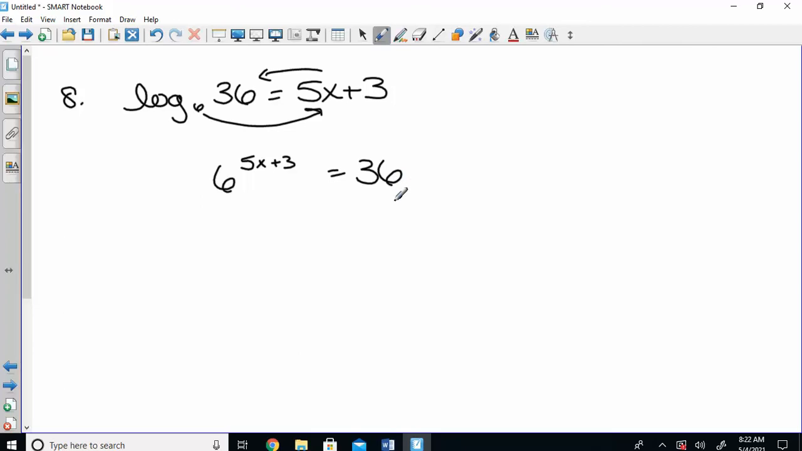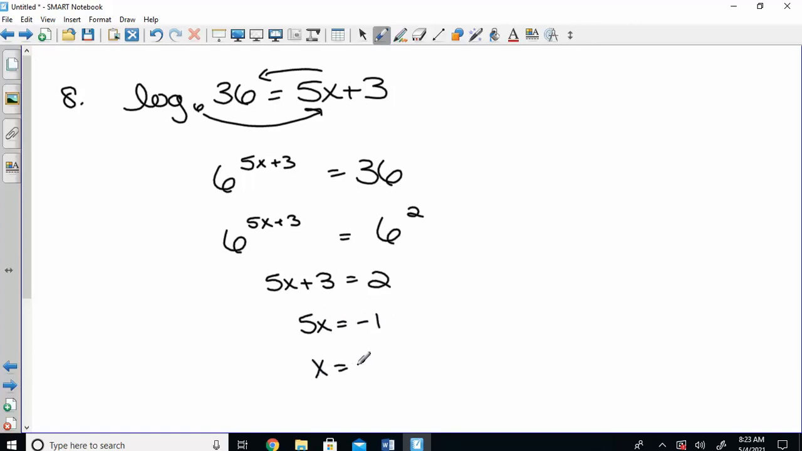How did we solve these problems? Common base. So 36 is 6 to the second. So then you can set your exponents equal. So if you subtract your 3, divide, you get negative 1/5. So if you have a problem with a log, use the definition to get rid of it.